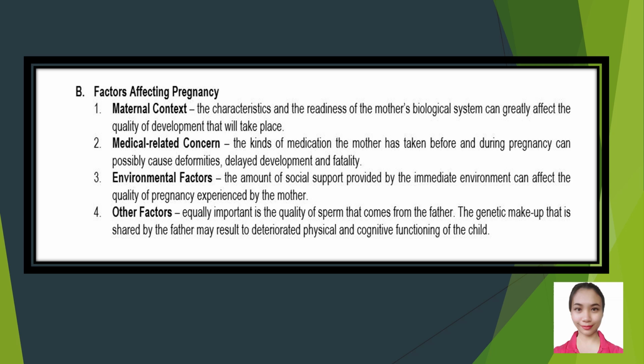Okay, so next will be letter B. These are the factors affecting pregnancy. Number one is the maternal context. The characteristics and the readiness of the mother's biological system can greatly affect the quality of development that will take place. This also refers to maternal health. Maternal context refers to the health of the woman during pregnancy, childbirth, and the postnatal period. Each stage should be a positive experience, ensuring a woman and her baby reach their full potential for health and well-being.